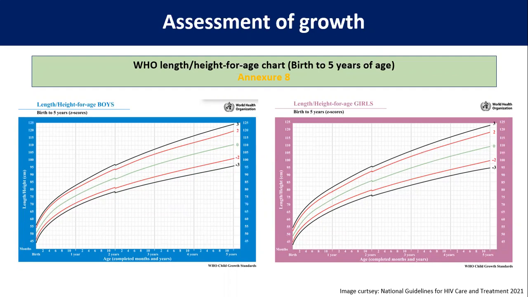Now this is a length or height for age chart. Any child who is less than 2 years who cannot stand properly, we take the length, and any child who can stand properly, we take the height. So accordingly, we can plot it on a length or height for age chart. Next.